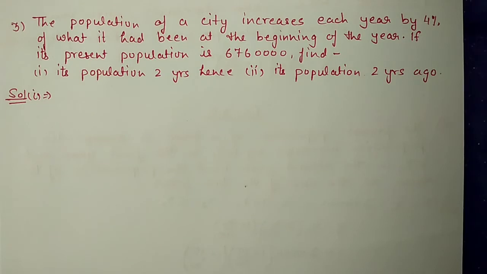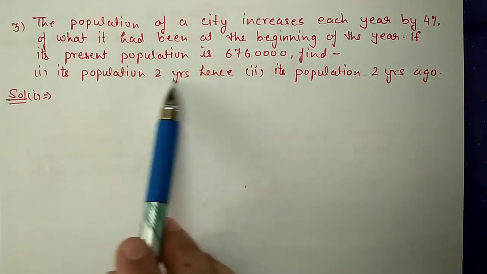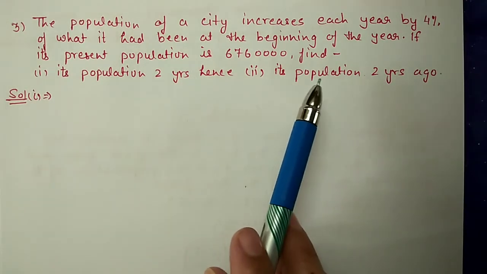Next question number 3: the population of a city increases each year by 4% of what it had been at the beginning of the year. If its present population is 676,000, find its population 2 years hence and its population 2 years ago. So here two conditions are given, one is hence, meaning future, where we have to find out after 2 years, and this is before 2 years.